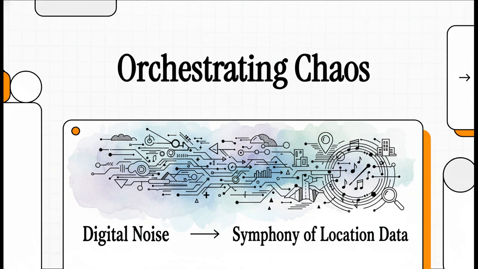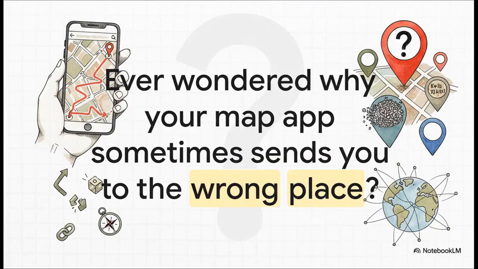Welcome to The Explainer. Today, we're going to pull back the curtain on the complex world of digital maps and see how they turn a whole lot of digital noise into a perfect symphony of location data. So let's kick things off with something we've all been through. You pop an address into your phone, you follow that little blue line, and you're in the wrong spot. It's so frustrating, right? But there's a very specific reason why that happens.